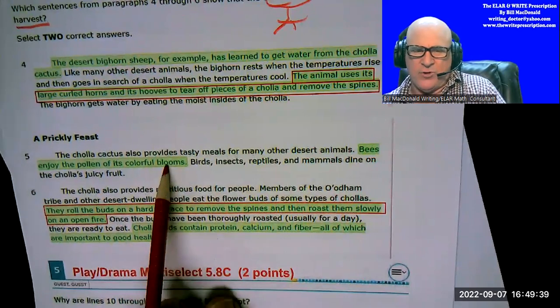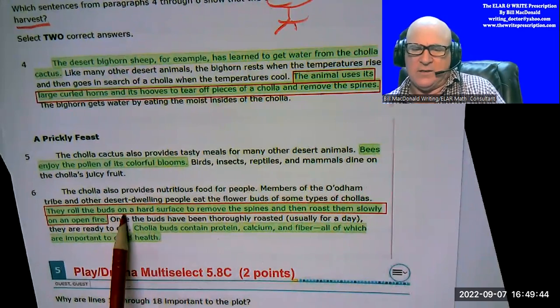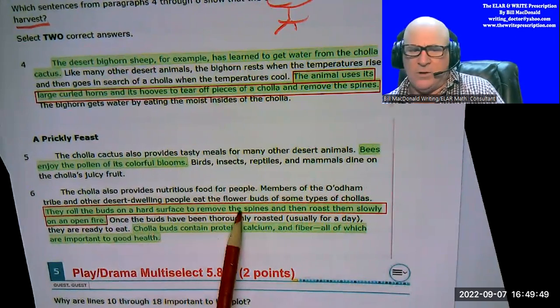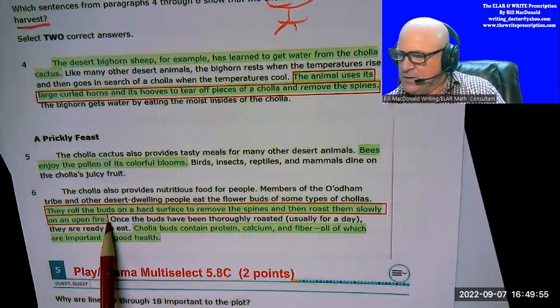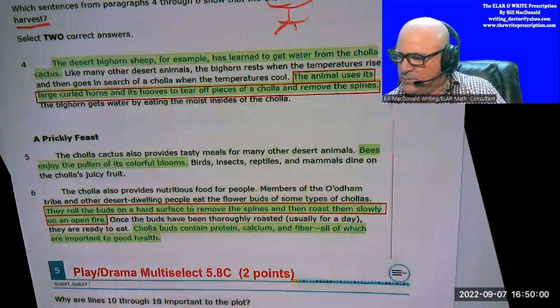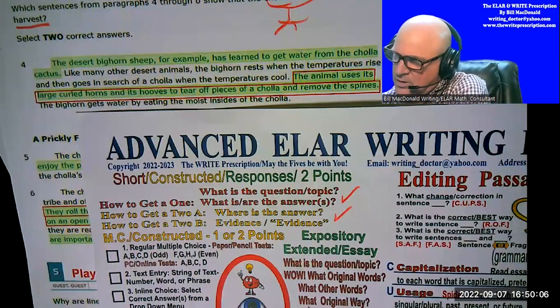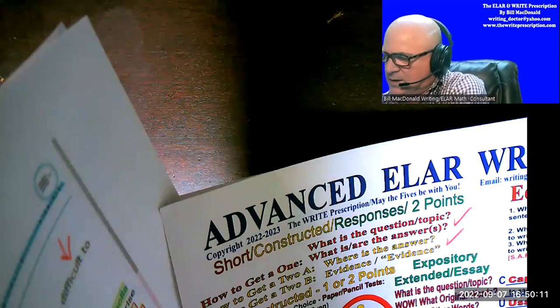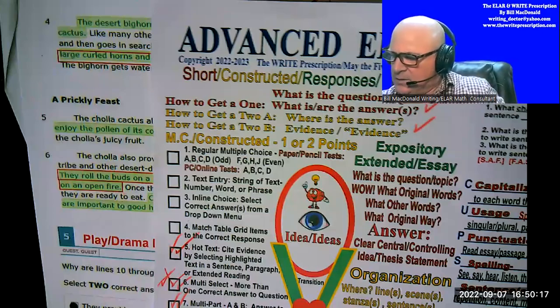They have to roll them on a hard surface back and forth because cactus does have spines, like I mentioned. Then they can roast them on the fire. So that makes it difficult. You have to kind of work to be able to use it. Those are the two answers, and there's your hot text. I'm going to make sure that I didn't mark it twice. Yes, just once. Then we'll go to the next one when we have a play.